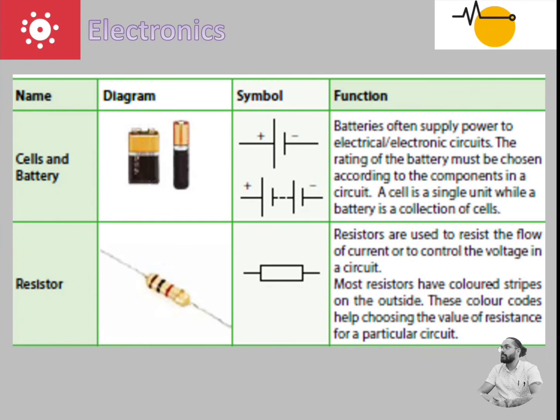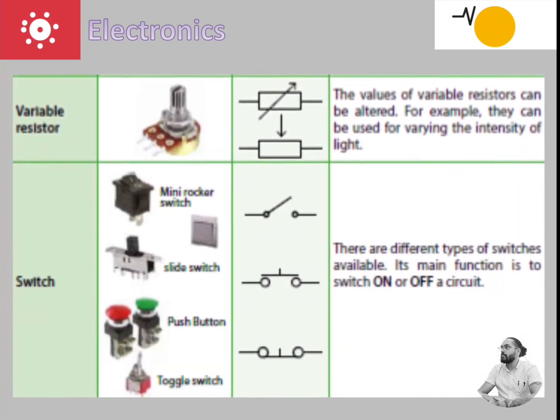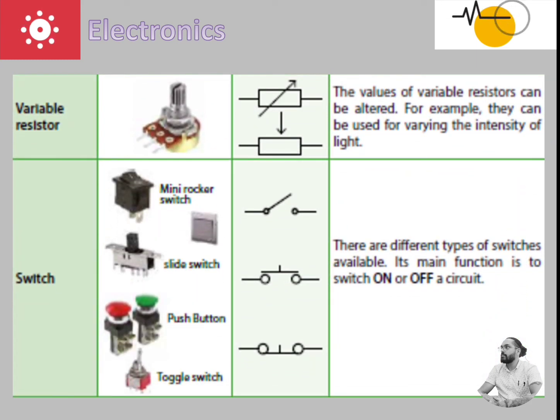Cells and batteries are a source of power. Resistors in a circuit are used to resist the flow of current or to control the voltage in a circuit. A variable resistor is a type of resistor which is used to change resistance. For example, in your radio, when you use the volume knob to either increase or decrease the volume, this is a good example of a variable resistor.